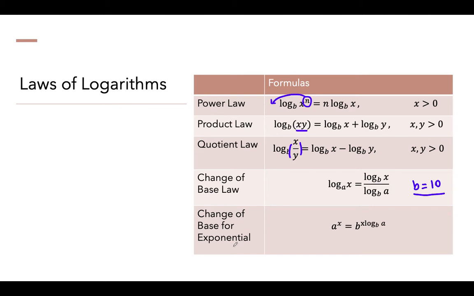Then there's the change of base for exponential. If I have a logarithm in the exponent with the same base, then I could bring the x to the exponent again. So it would look like b to the log base b of a to the x. And then when you have the same base, you could replace it. It becomes 1, so it's a to the x.